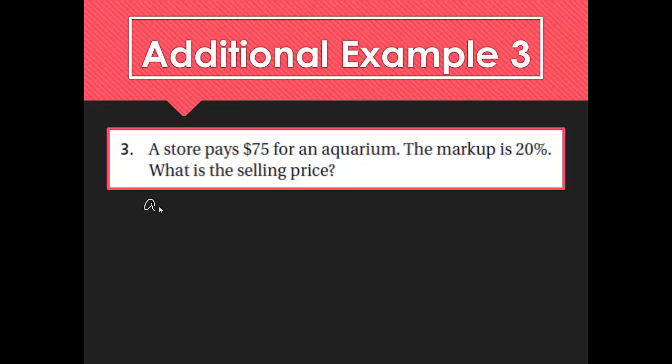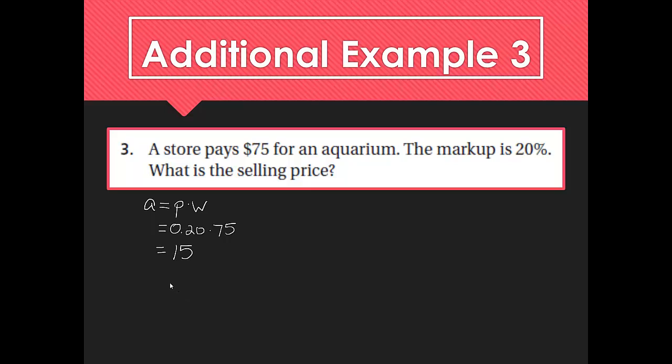We have A equals P times W. So this is going to be equal to our percent, which is 20% or 20 hundredths, or if you said 2/10, that's fine. And then W is 75. So then times 75. And 20 hundredths times 75 is 15. So A would be equal to 15, or our markup is going to be $15.